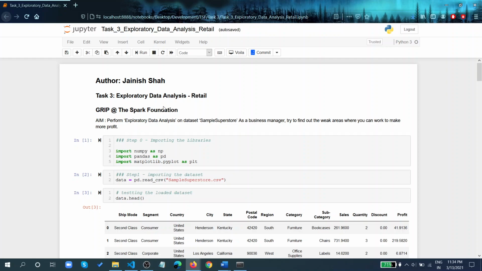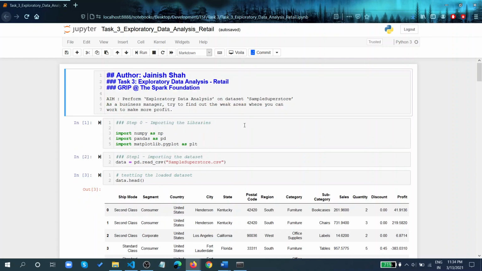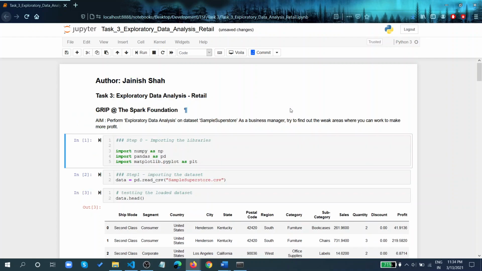Guys, so this is the video for task 3. So the aim is exploratory data analysis on details. This was assigned to me by the Spark Foundation. So the sample data set that was provided was the sample superstore, and as a business manager I have to work on the weak areas and find what areas can be improved to have more profit.